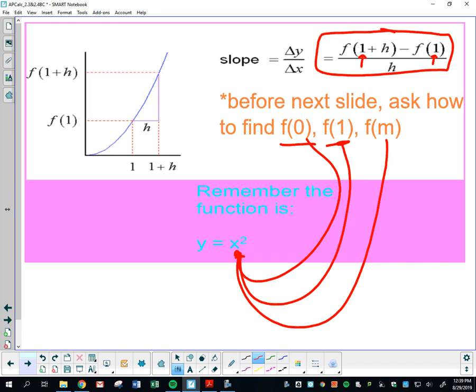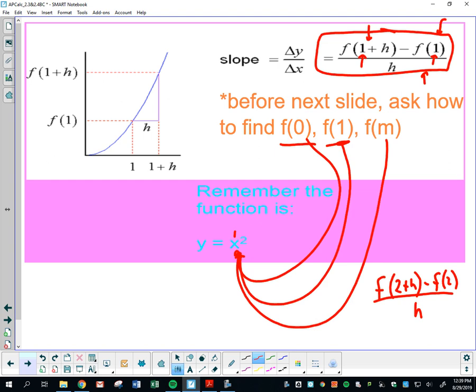If I was evaluating the slope at 2, it would look like this: f of 2 plus h minus f of 2 all over h. Now I'm going to hit this a little bit more, but the thing I wanted to illustrate here that calculus students have a hard time with is finding f of 1 is no big deal. You substitute a 1 in there and you get 1 squared, which is 1. This is the tricky one.